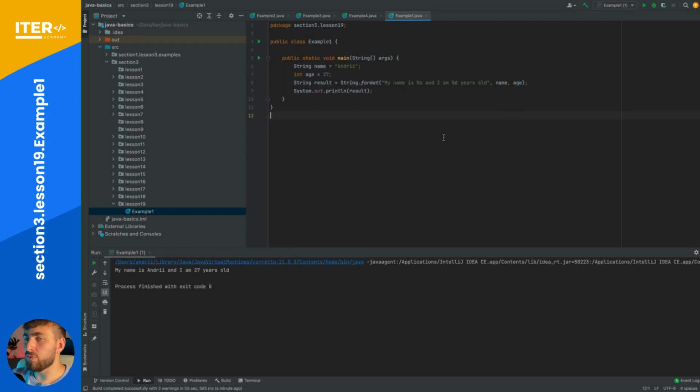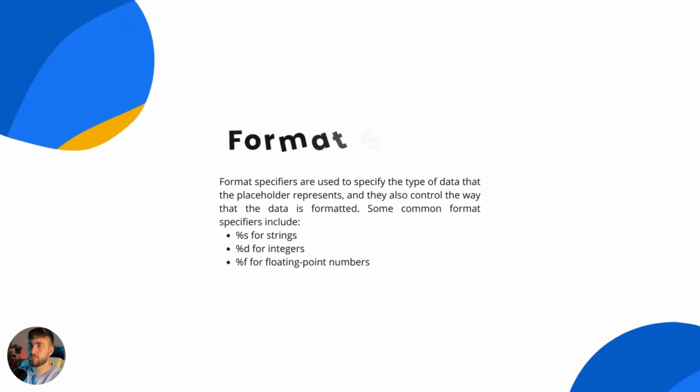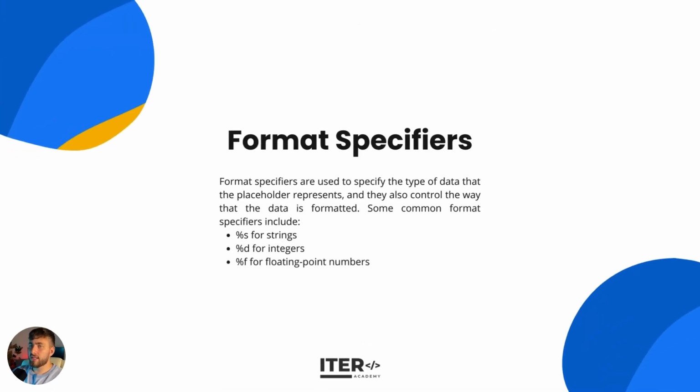And in the next part of this lesson, we will take a look at some examples of formatting strings using placeholders and format specifiers. Now let's take a look at format specifiers. Format specifiers are used to specify the type of data that the placeholder represents, and they also control the way that the data is formatted. Some common format specifiers include %s for strings, %d for integers, and %f for floating point numbers.